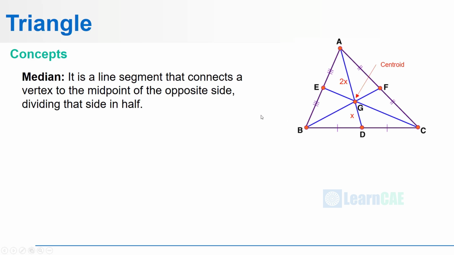Next is median. It is a line segment that connects a vertex to the midpoint of the opposite side, dividing that side into half. Here we can see the line AD splits the side BC into BD and DC at equal distances. Similarly, the other lines also. And the common point is called the centroid of the triangle. And these lines are called medians.